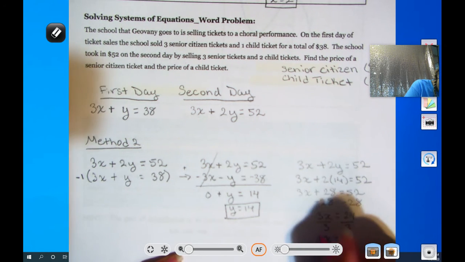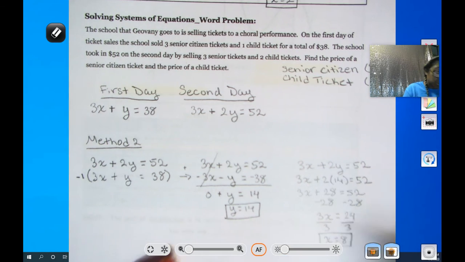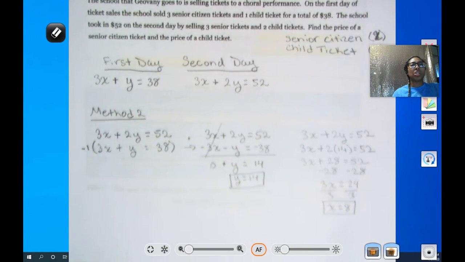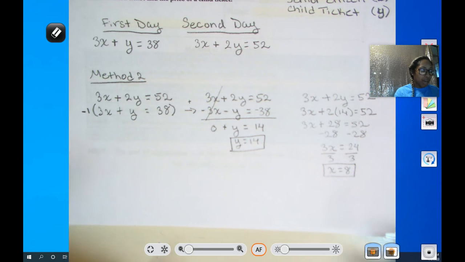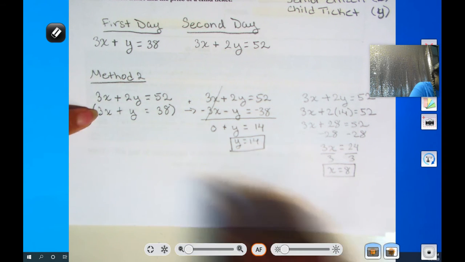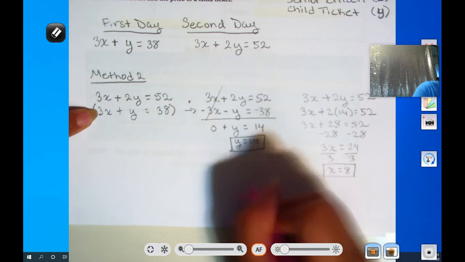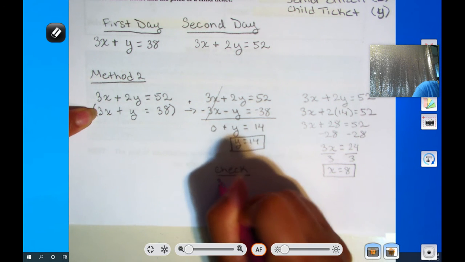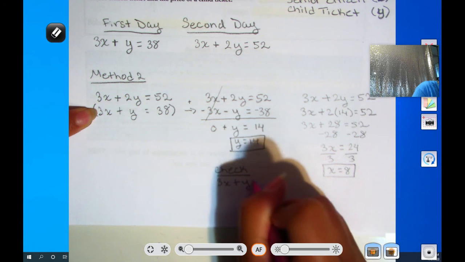So I have x is equal to 8 and y is equal to 14. And I want to make sure that that works for the other equation. So I'm going to plug both the x and the y back into the other equation. So let me check by plugging in to the 3x plus y equals 38.